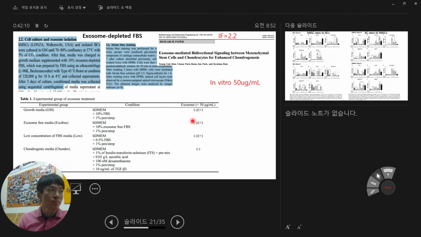우리가 엑소솜 연구를 지금 하고 있나요? 하고 있어요. 지역생 열심히 뽑고 있어.